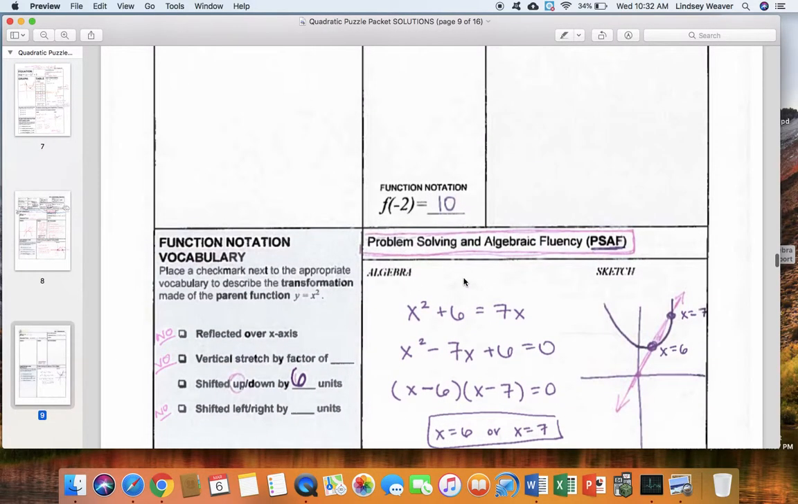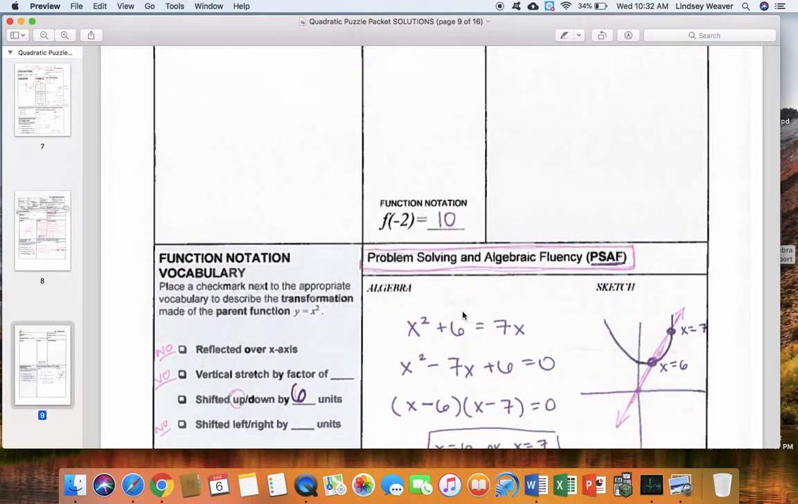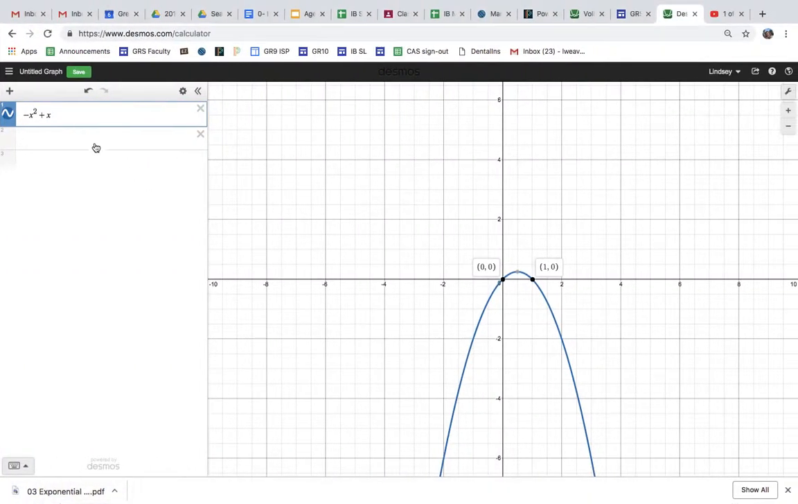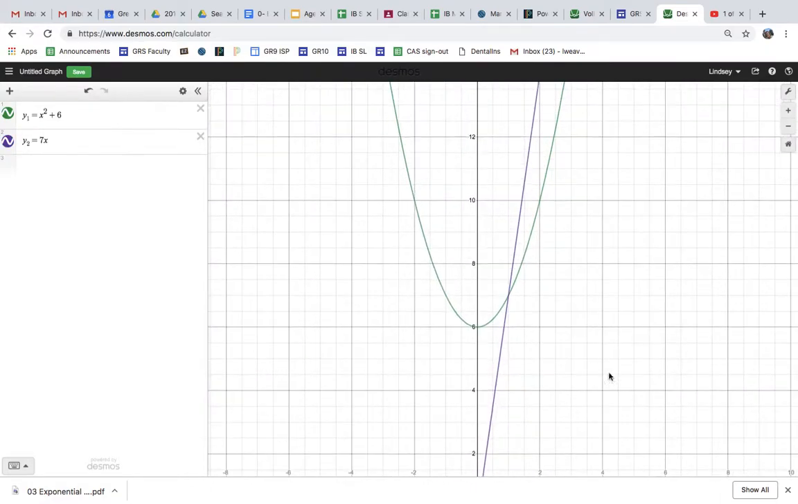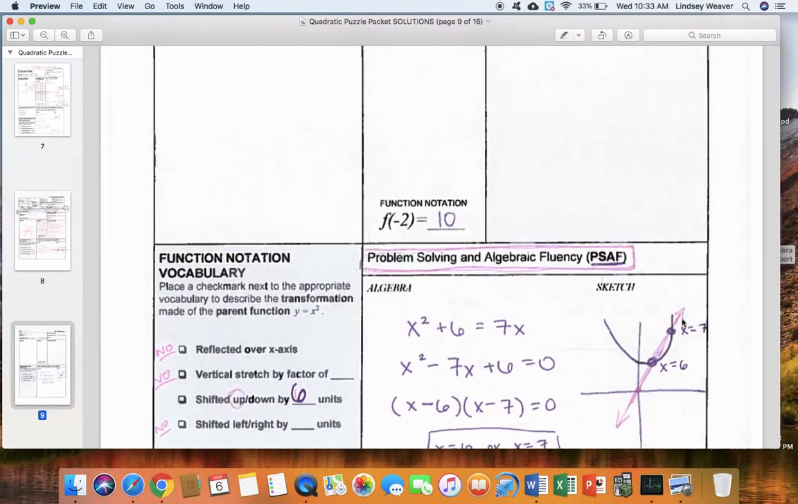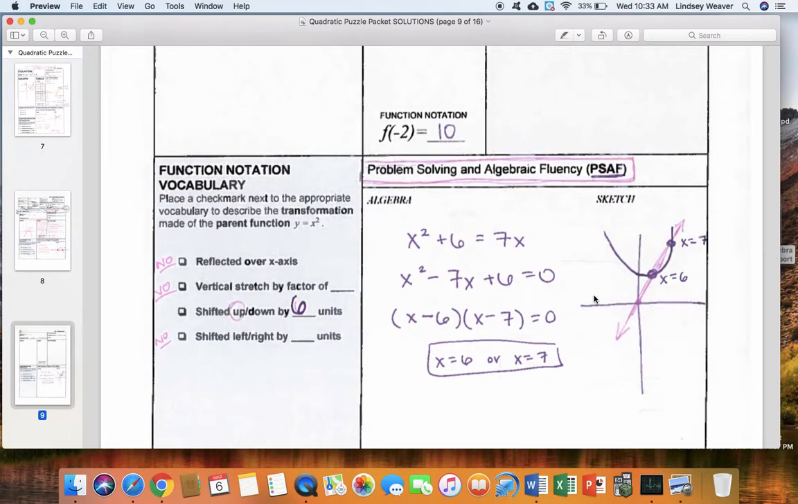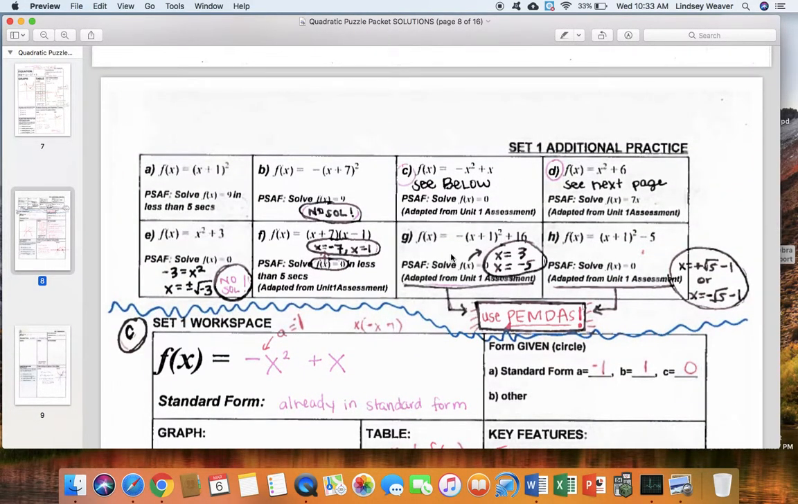I gave a hint with some reminders on factoring and how to enter that into Desmos. A little reminder on Desmos, this would be y1 and this would be y2. So if I go in here, y1 equals x squared plus 6, and y2 equals 7x. And then there's my graph. I can zoom out a little bit, and I would click on my intersections and just sketch that in my puzzle set. So those are some hints and methods for how to approach the rest of set 1.